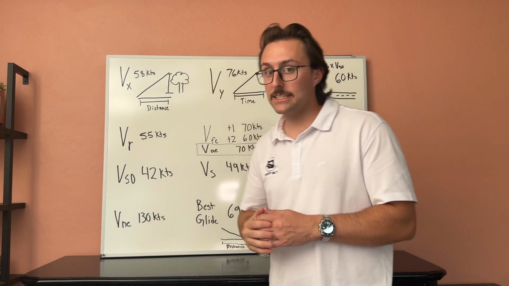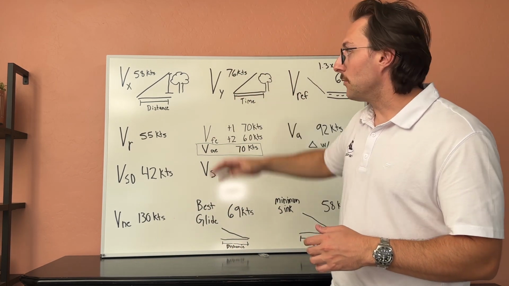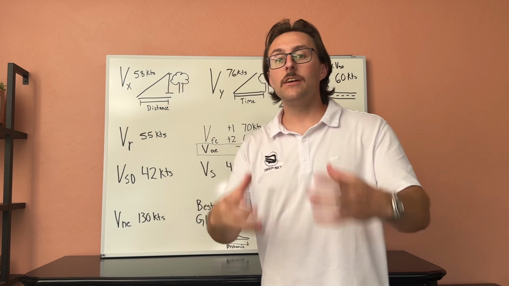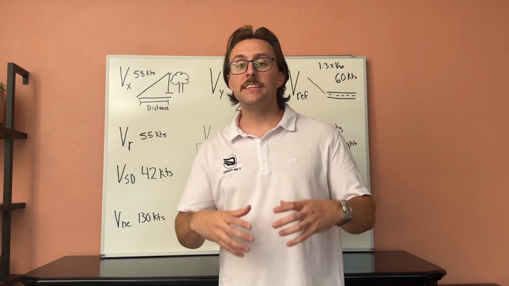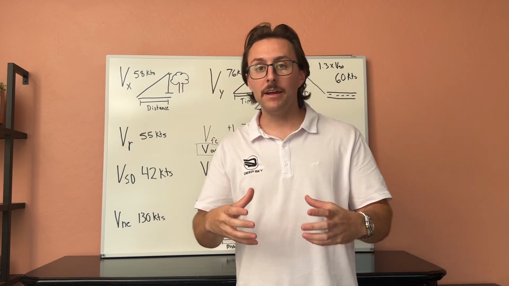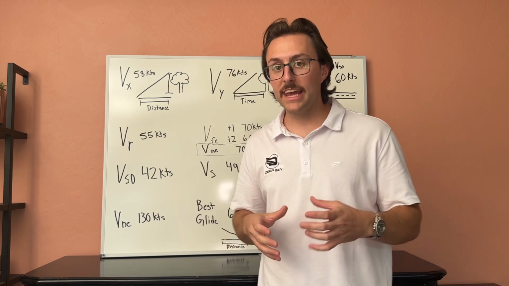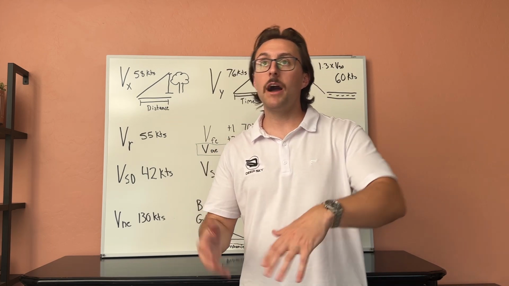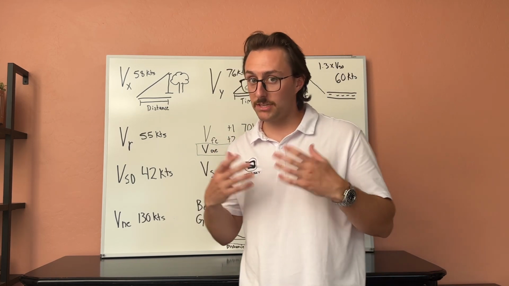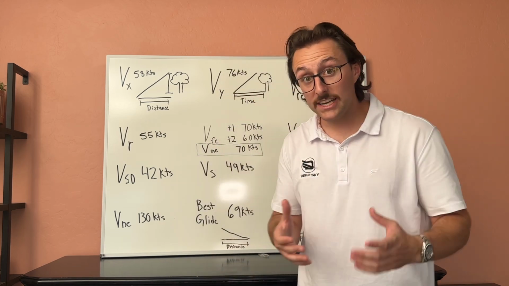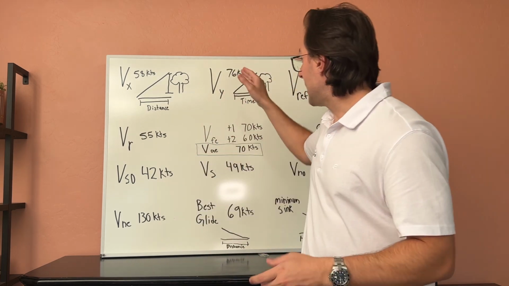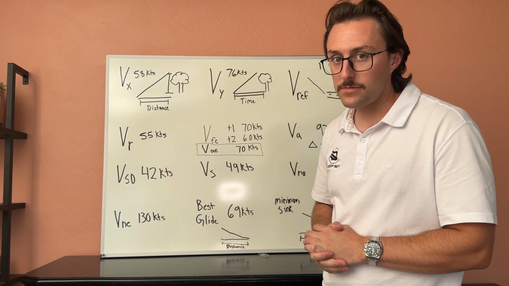Now, next is going to be Vy. What is that? Now that is best rate of climb. Now what that means is in a given amount of time, how much altitude can we gain? So in the shortest amount of time, I want to gain the most amount of altitude. Seems like a pretty important number, right? Well, it is. In our aircraft, that is 76 knots.